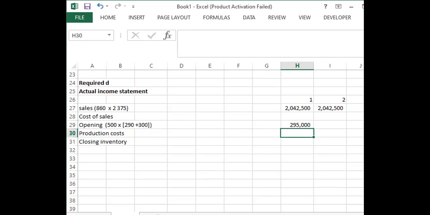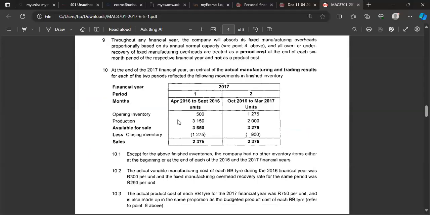And then in terms of our production now, production deals with the current period. Our production for the first period is given there as 3150, and for the next period it's given as 2000. So let's have a look now and see how we can go about our calculation.